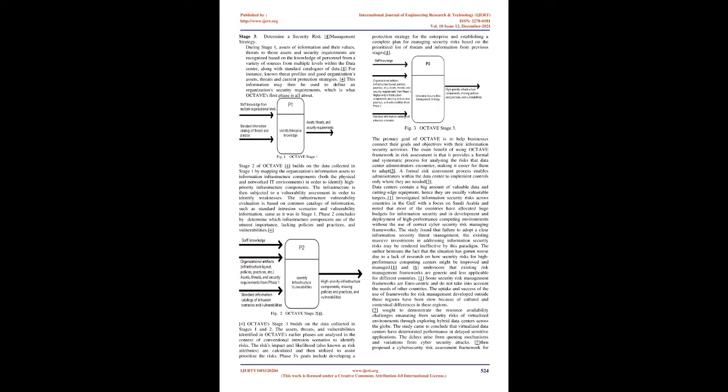Octave Stage 3 builds on the data collected in Stages 1 and 2. The assets, threats, and vulnerabilities identified in Octave's earlier phases are analyzed in the context of conventional intrusion scenarios to identify risks. The risk's impact and likelihood, also known as risk attributes, are calculated and then utilized to help prioritize the risks. Phase 3's goals include developing a protection strategy for the enterprise and establishing a complete plan for managing security risks based on the prioritized list of threats and information from previous stages.